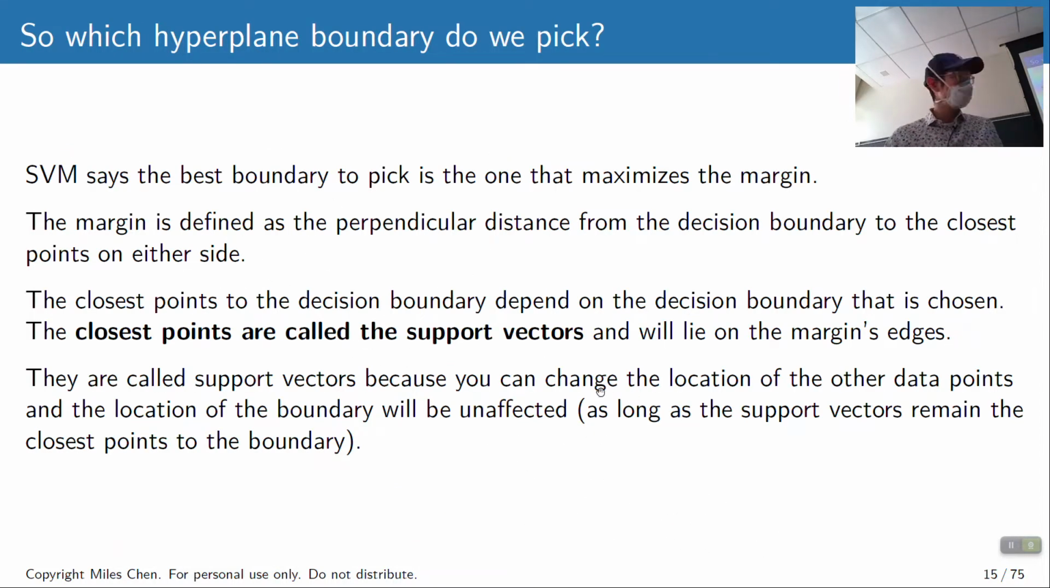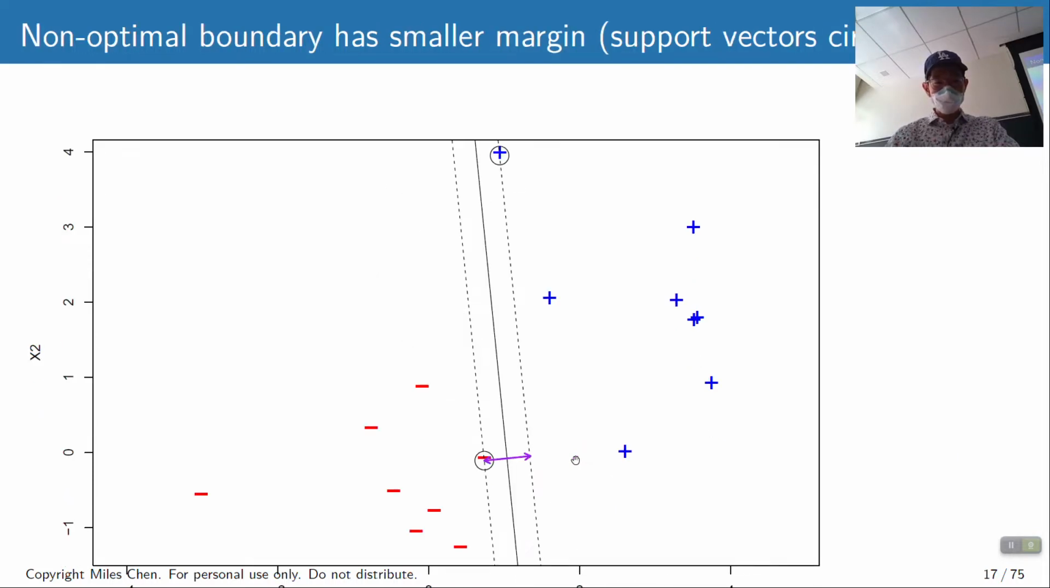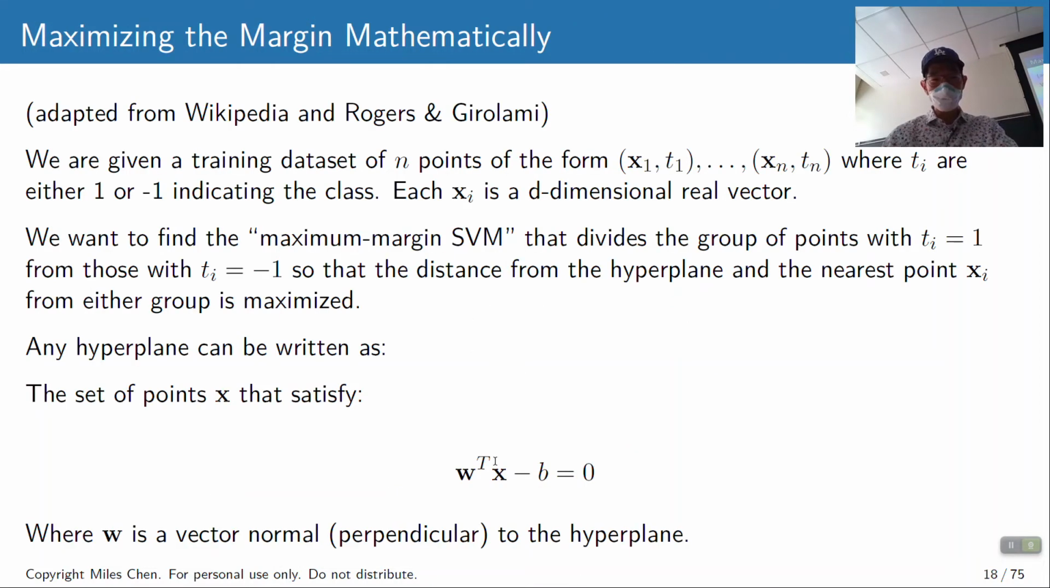Okay, and again, you can change the location of the other data points, and the location of the boundary is unaffected as long as those support vectors remain the support vectors, the closest points to the boundary. So we basically want to maximize this perpendicular distance between the parallel lines. This is our margin. We want to maximize that, okay? Versus if we had a non-optimal boundary, this distance is much smaller, and so we would say this is not the optimal choice, okay?